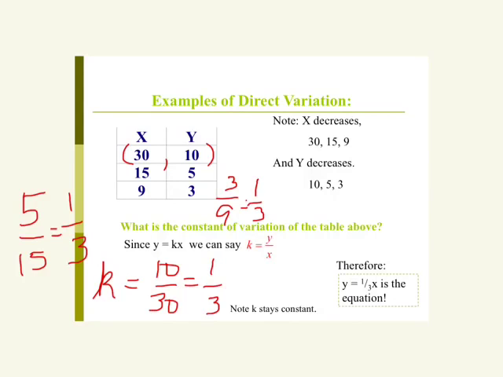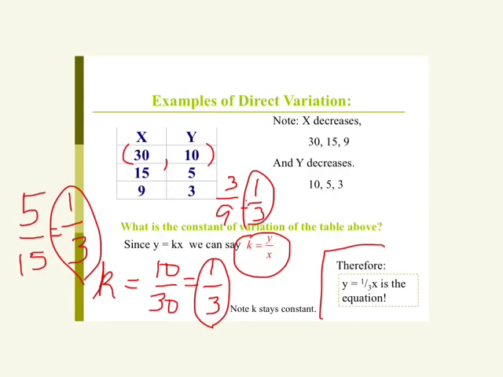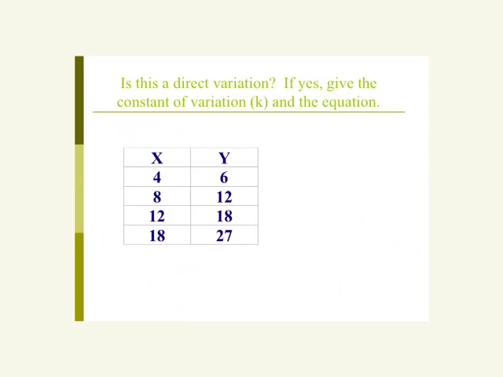So therefore, since k is equal to y divided by x, and k every time was 1/3, my equation would be y is equal to 1/3 times x. Now they're asking us, is this a direct variation? Well, to know if it's a direct variation, we have to make sure that every y divided by x is equal to the same constant k.